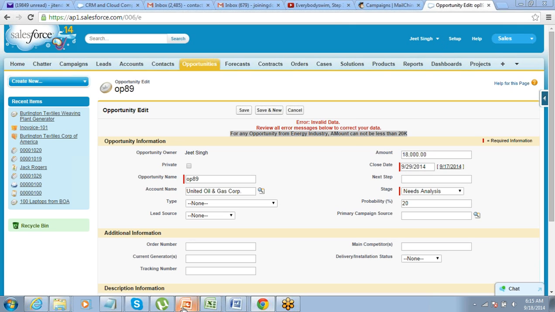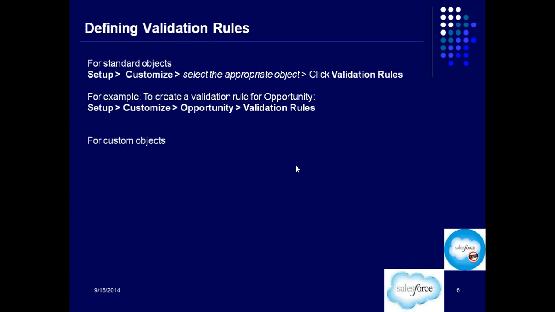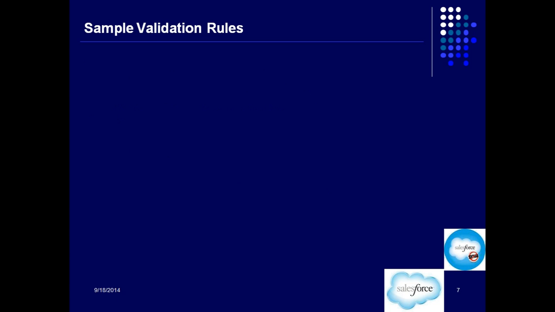Alright, so the next thing that we will get into is the workflow rule. Before I go into workflow rule, we have talked about validation rules. So let's see one or two sample validation rules here. One sample validation rule is account number must be numeric if not blank. So if you have a field called account number, it should be numeric if it is not blank.